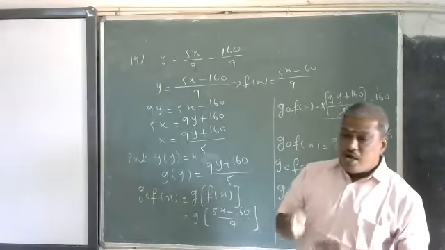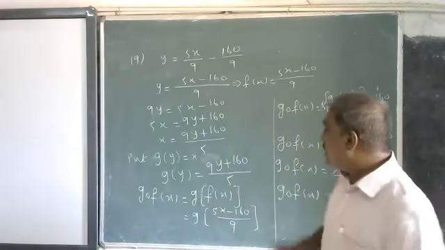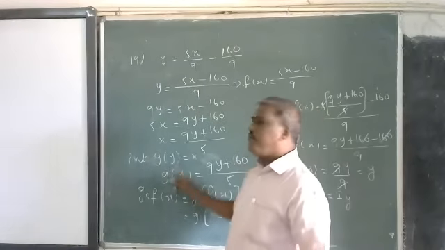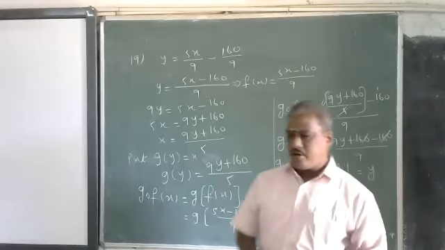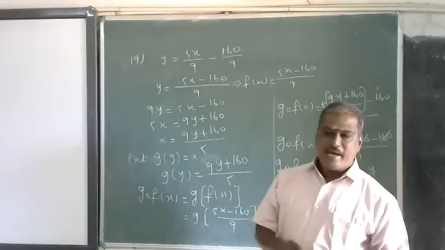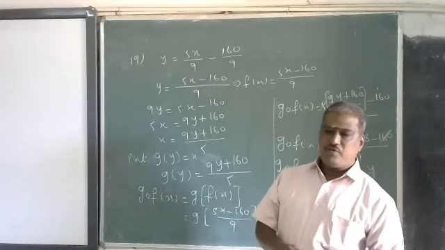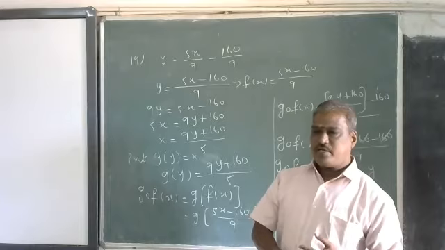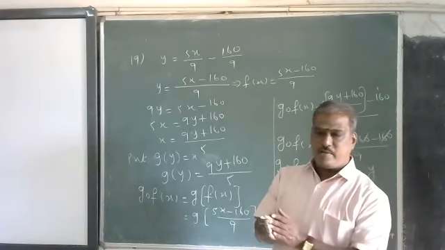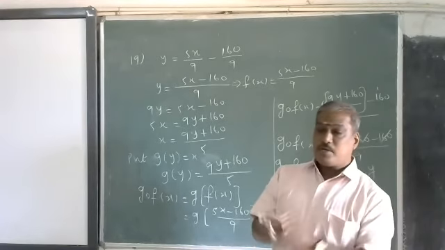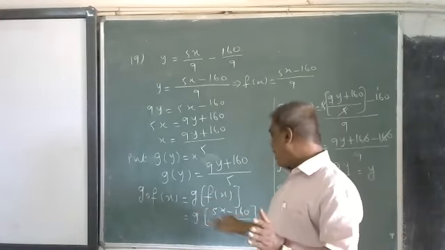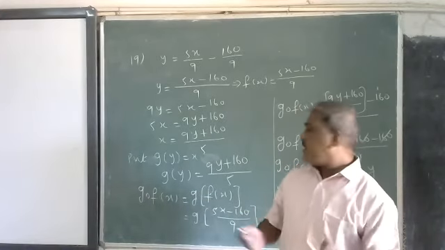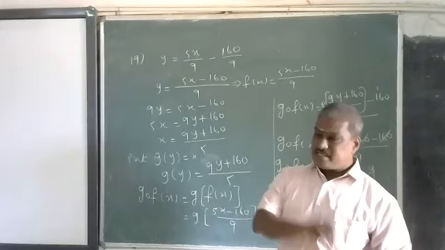And now put g of y equal to x. The x value is g of y, and the composite function gives the inverse of the composite function. Then g dot f of x will be y, and f dot g of y equal to x.